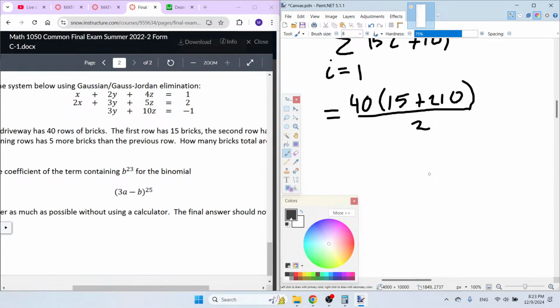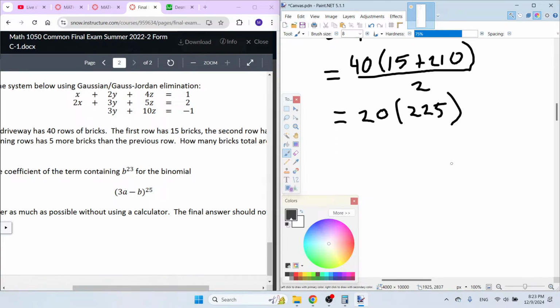So this gives us, let's just divide the 2 right now. 20 times 15 plus 210 is 225. 20 times 225 gives us 4500. That's how many bricks there are in the driveway in total.